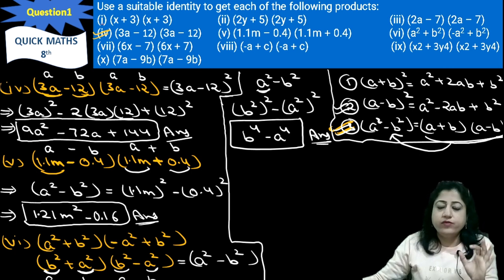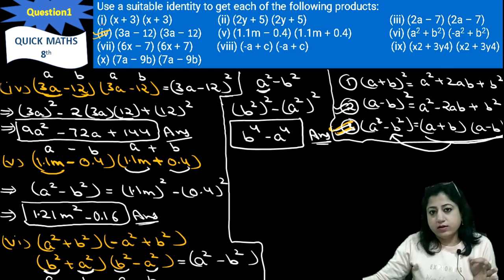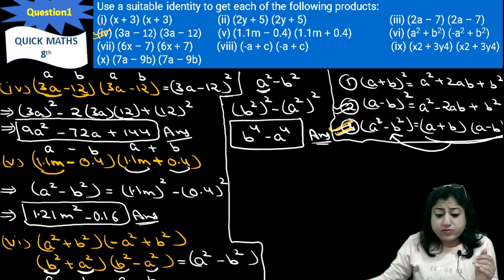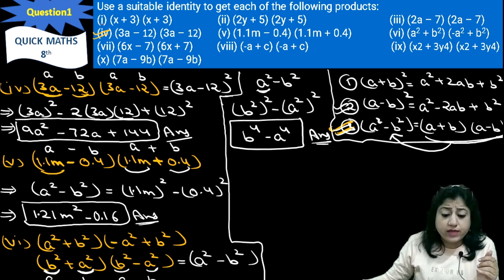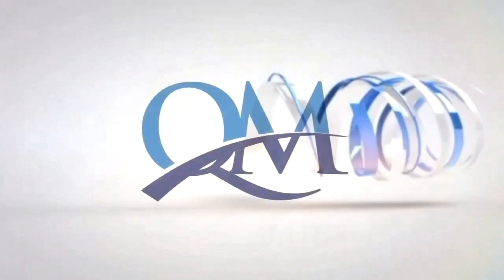So don't get confused, just move step by step. You will not do any wrong solution, because if we assume that this is a and this is b, then mark it a, mark it b, and mark the terms also, then it will be quite simple. Thank you so much.